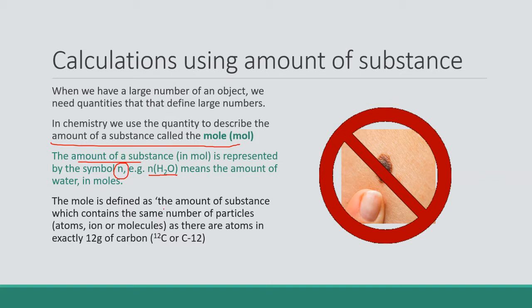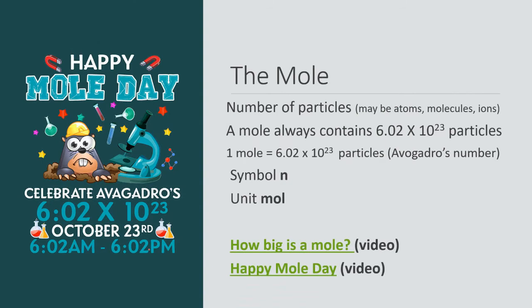The mole is defined as the amount of substance which contains the same number of particles, and the particles might be atoms, ions, or molecules, as there are atoms in exactly 12 grams of carbon. So there is a relationship between the mass of the particles and the number of particles. So the mole is the number of particles.